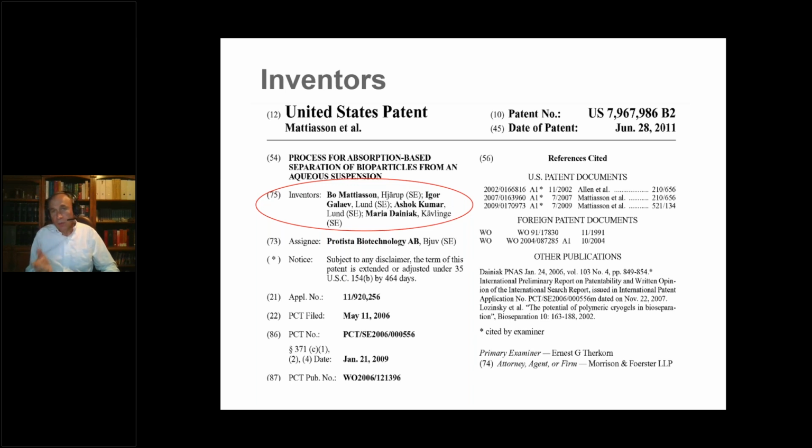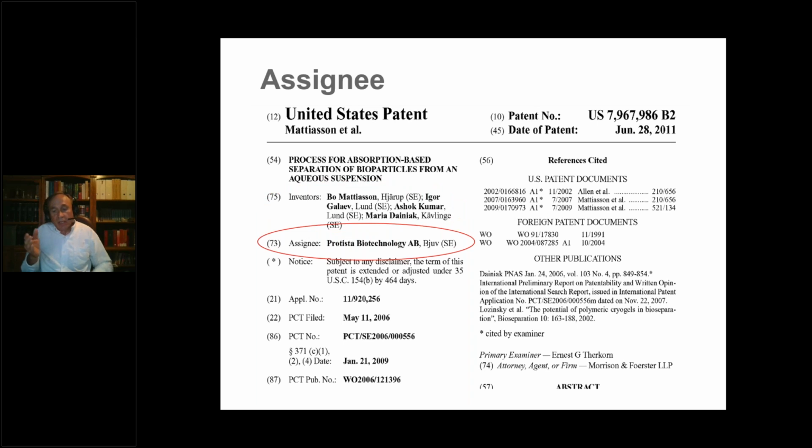Now, if you work in research, the first day when you started, you probably had to sign some sort of document. And the document was an assignment document. And the assignment document said, anything that I invent that's related to my job while I'm working at this company, the patent rights belong to the company. So you assigned your rights to the company. So the person to whom the rights are assigned is called the assignee. And here we see that it's Protista Biotechnology AB in Bjuv, Sweden.